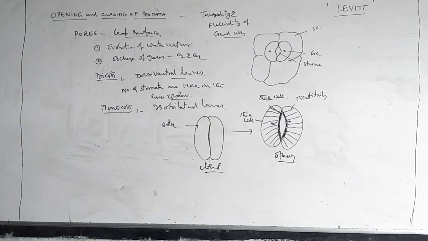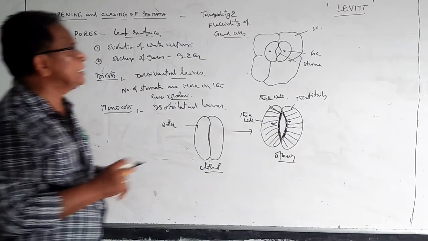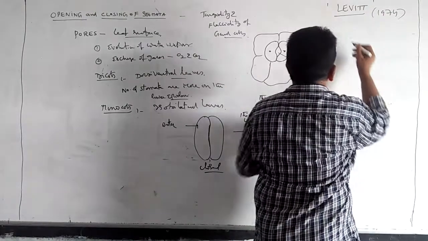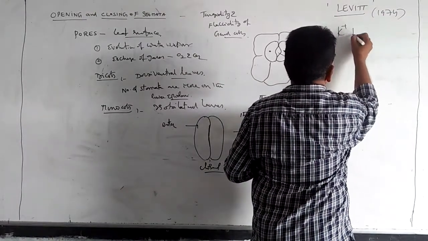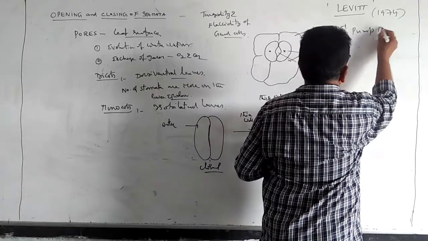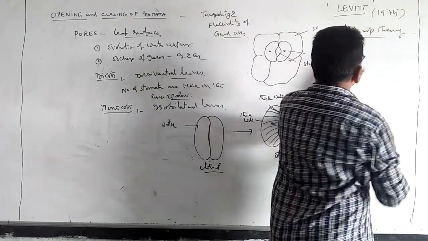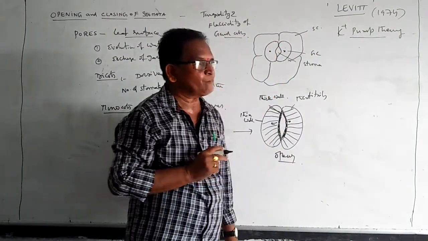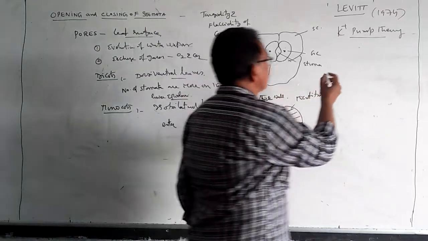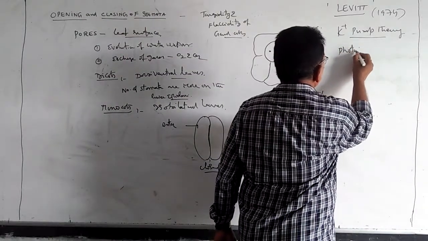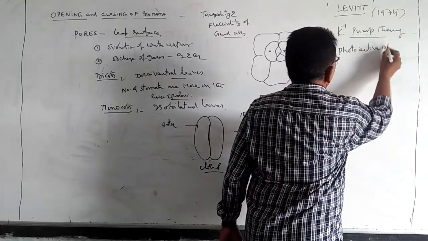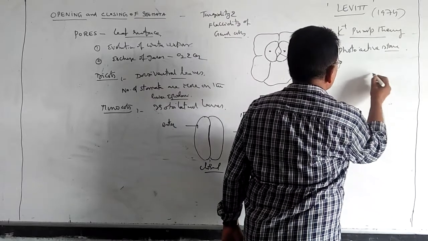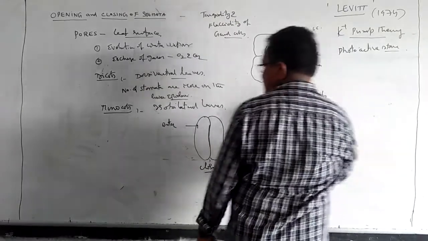And this Levitt's theory was proposed in the year 1974. This theory is known as the potassium pump theory. According to this potassium pump theory, in photoactive stomata, due to the accumulation of potassium, suppose we observe the guard cells.